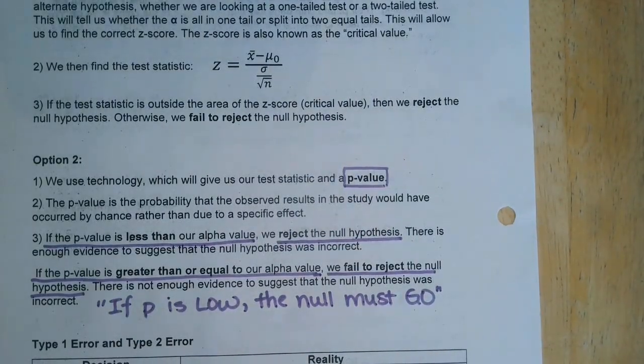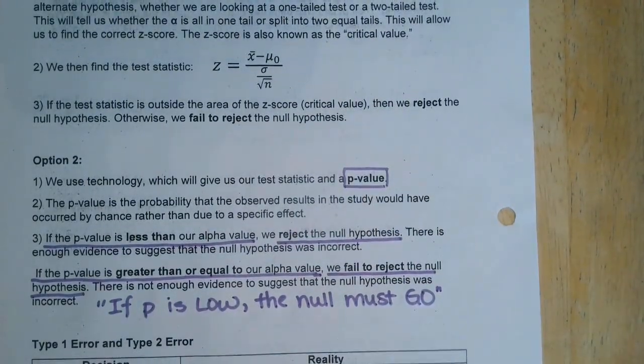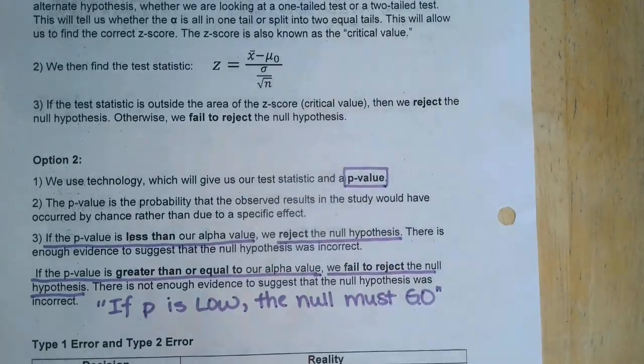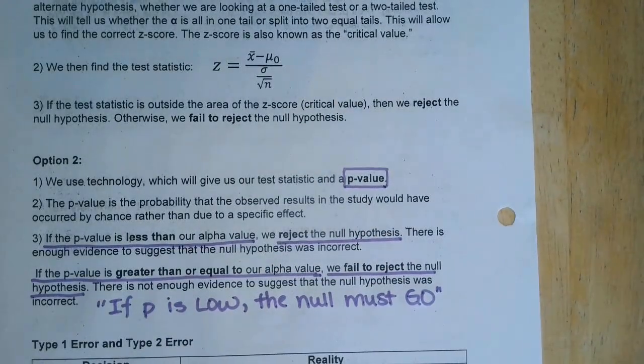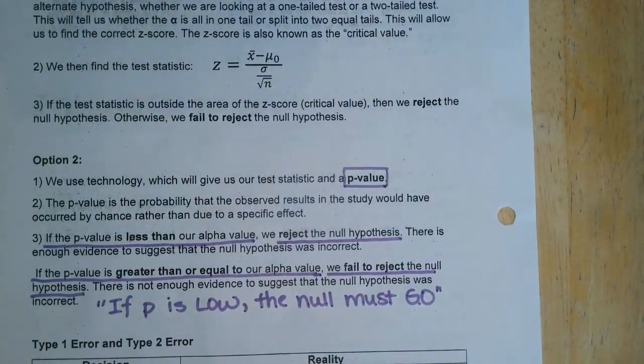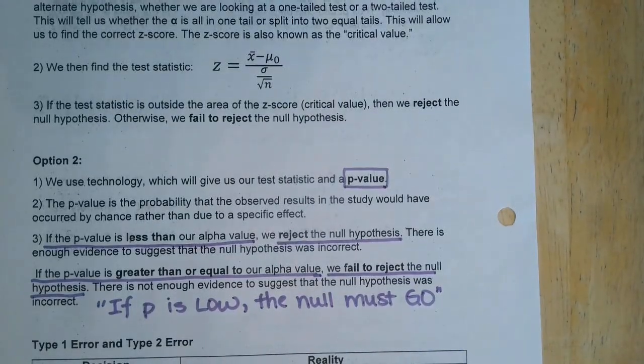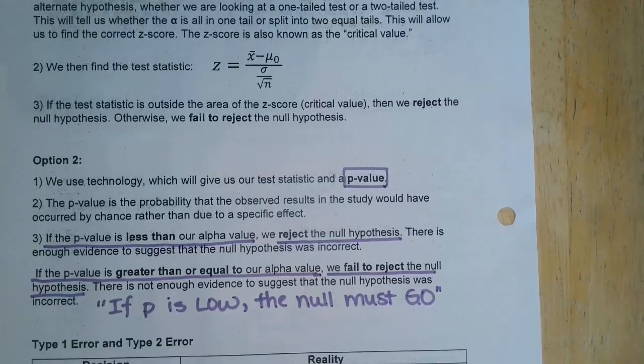Okay, so that's what we generally do, is we compare our p-value, which the technology gives us, to our alpha, which is either given in the problem, or if it's not given, we assume it to be 5% or 0.05. And so that's generally how we decide our conclusion. Are we going to keep the null hypothesis and fail to reject it, or are we going to reject it?